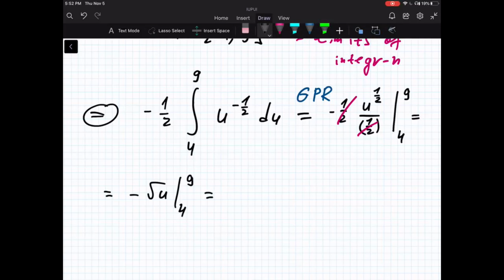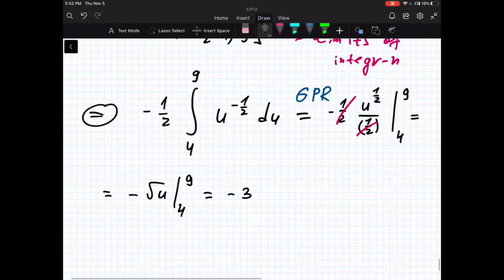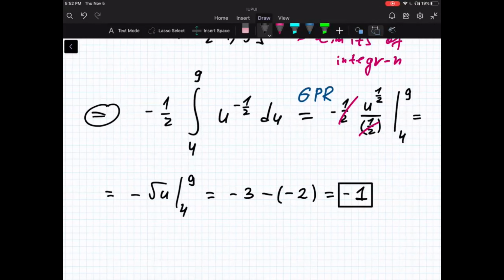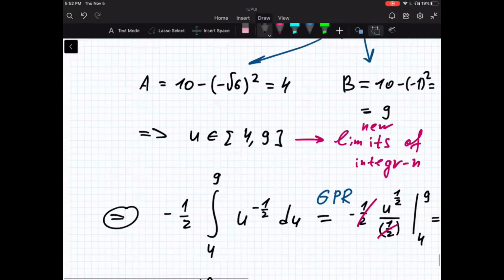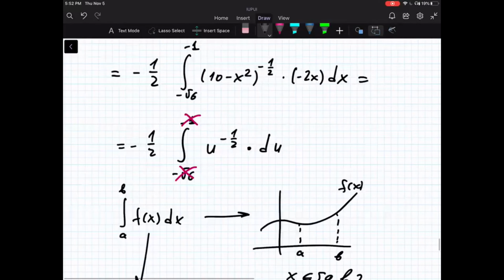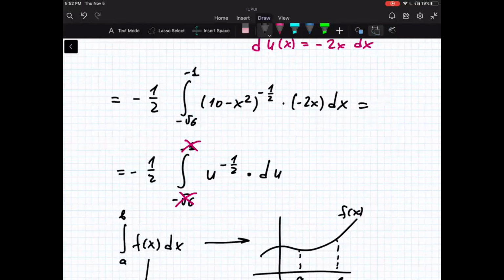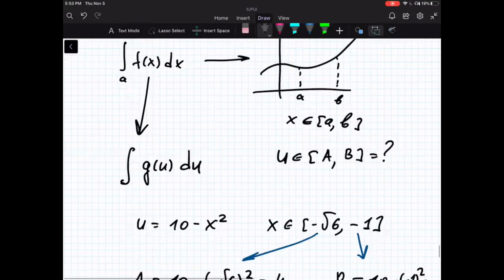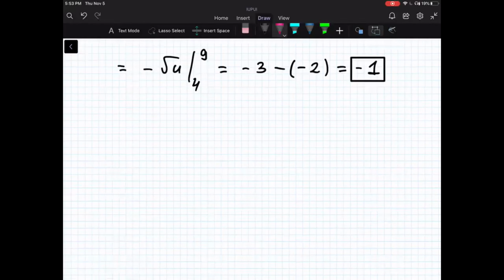And that gives me minus square root of 9, which is 3, minus square root of 4, which is 2, or just minus 1. So this is first option, where you can use general power rule and change the limits and obtain the final answer.